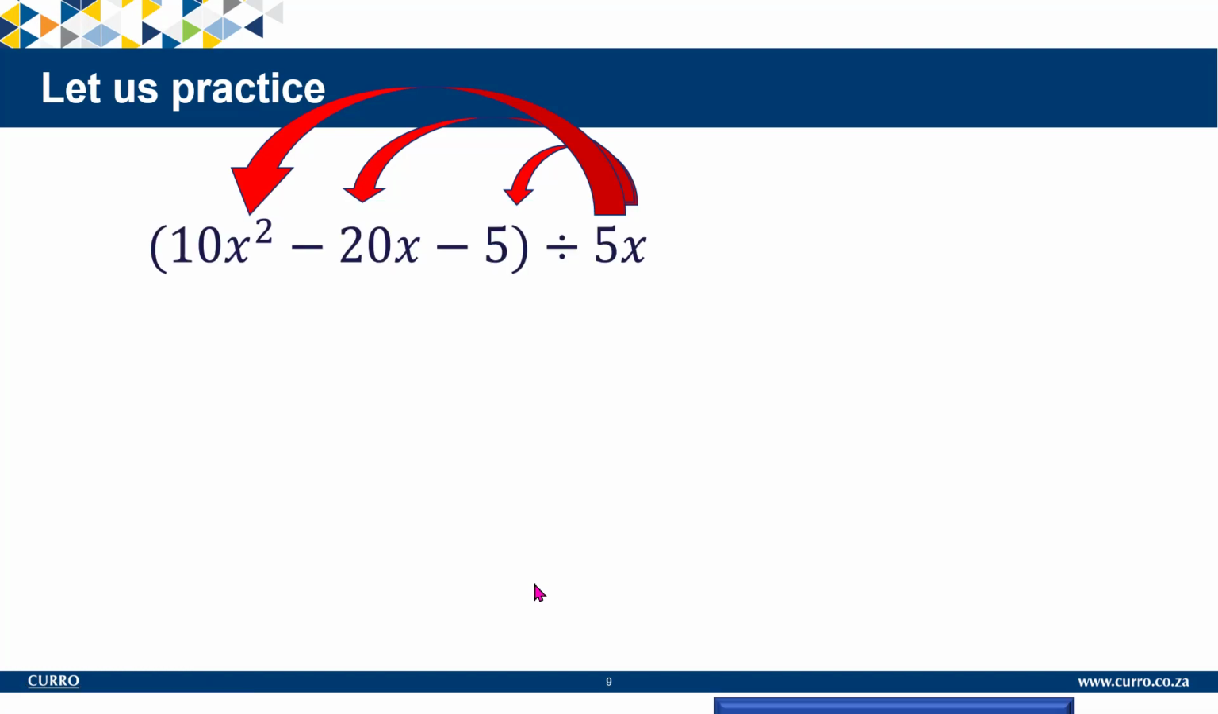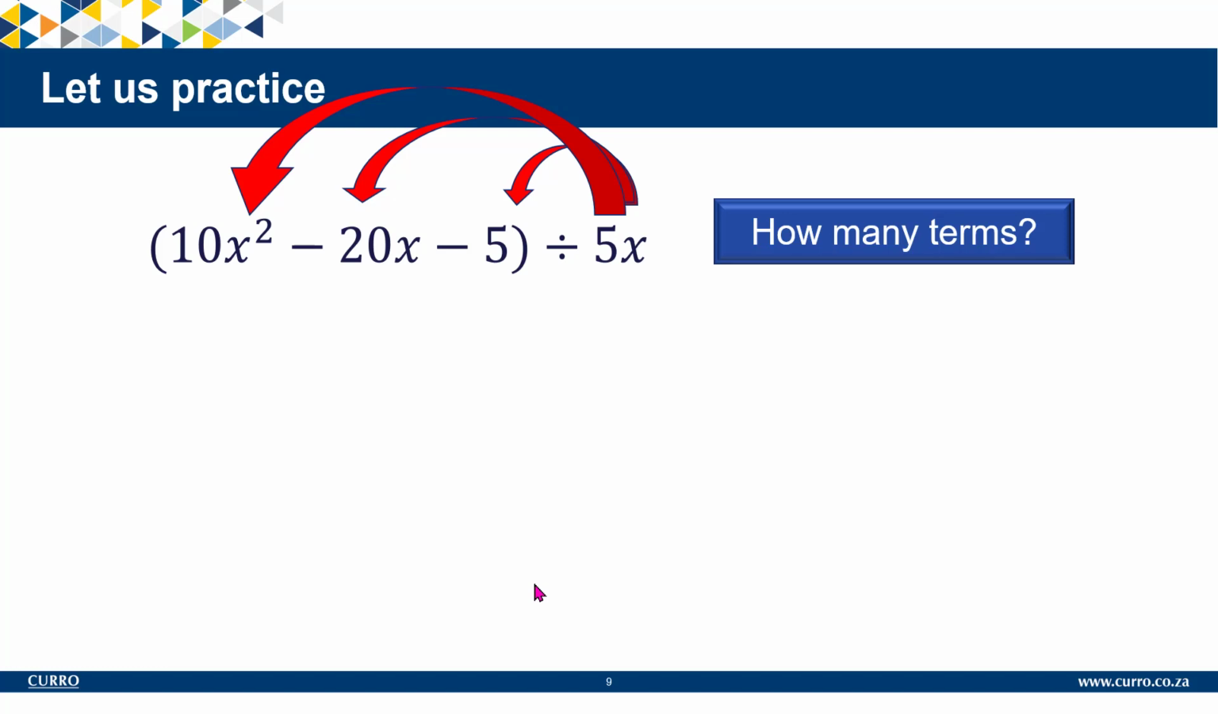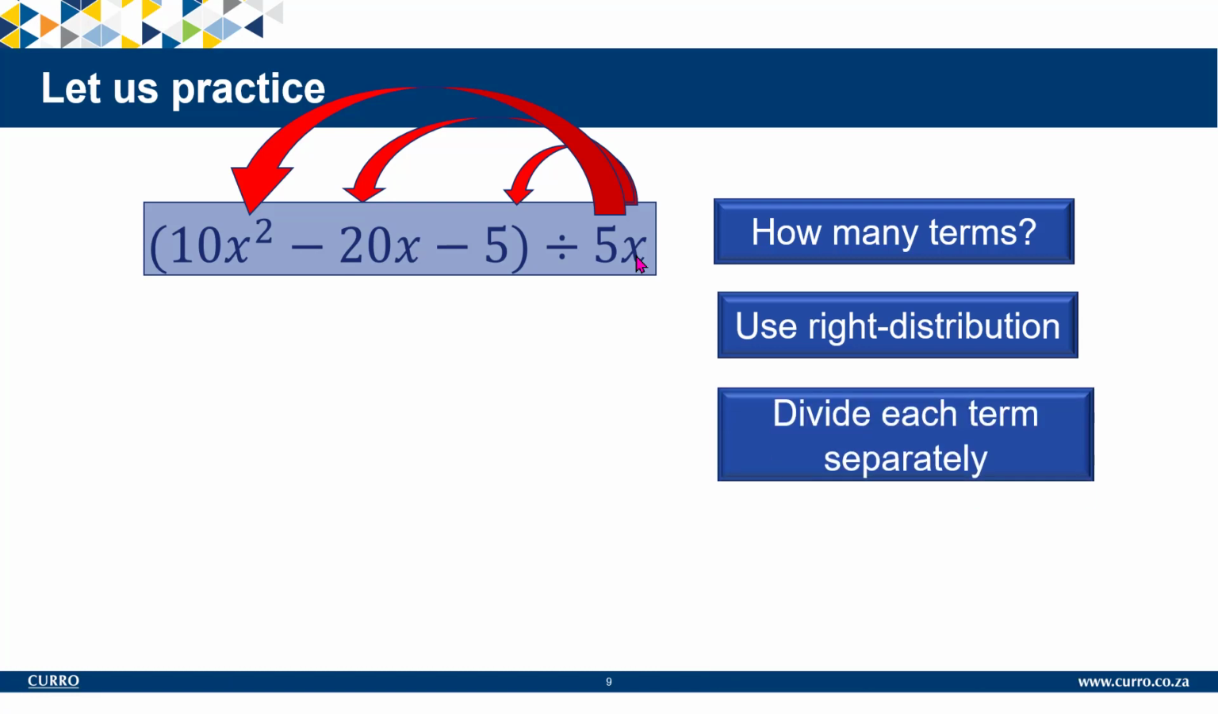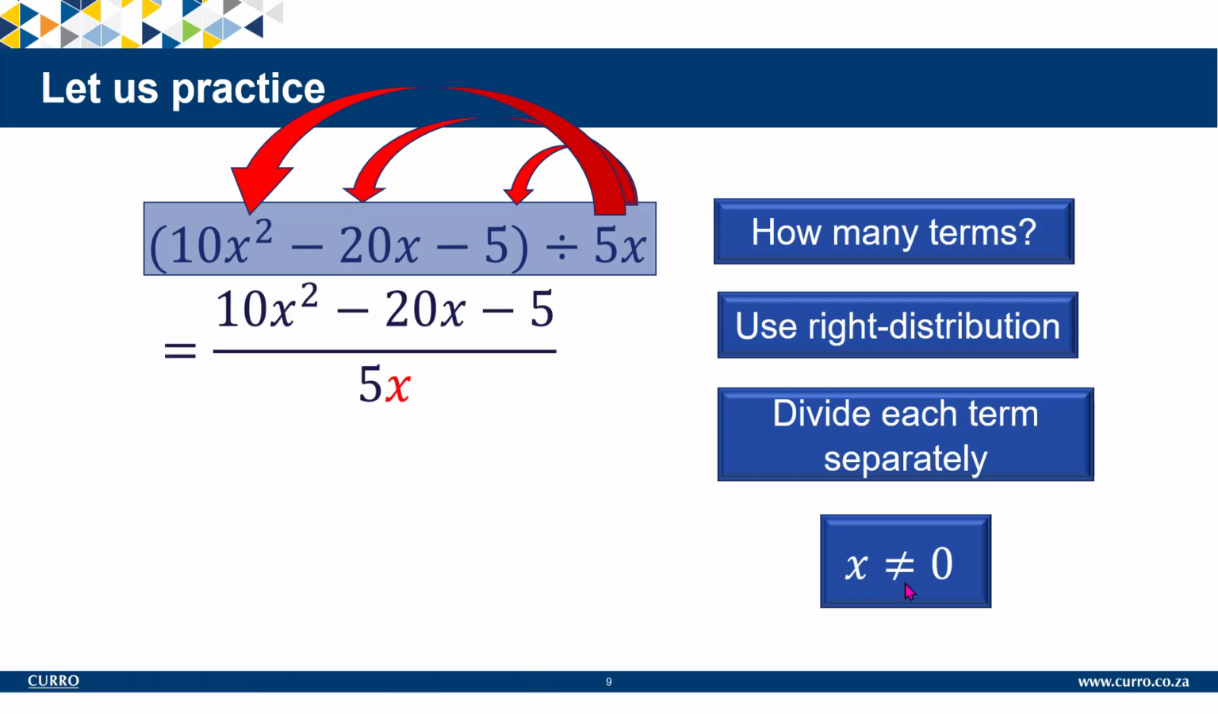Let's look at this one. How's this one different to the previous one? There's an x. So we'll do right distribution and see what happens. And then we'll divide each term separately. This is important. Why can x not be 0? Yes, absolutely. Because if you divide by 0, the answer is undefined. So all the values will work for x except 0. So be careful of that x in the denominator.